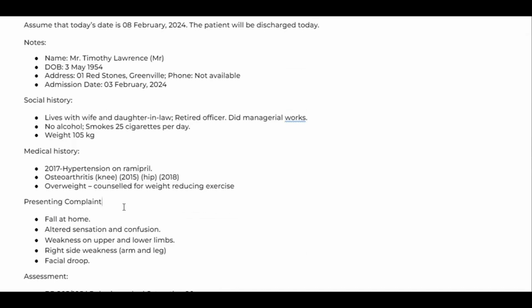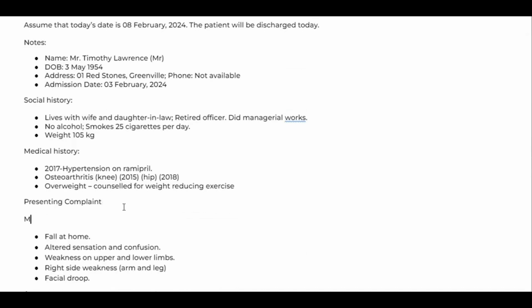So for writing the second paragraph, Mr., what is his name? Lawrence. Mr. Lawrence was admitted to our facilities. That is totally not needed, because of course it is to your facility only, not your neighbor's facility. Admitted on what's the date? 3rd February 2024. After a fall at home.